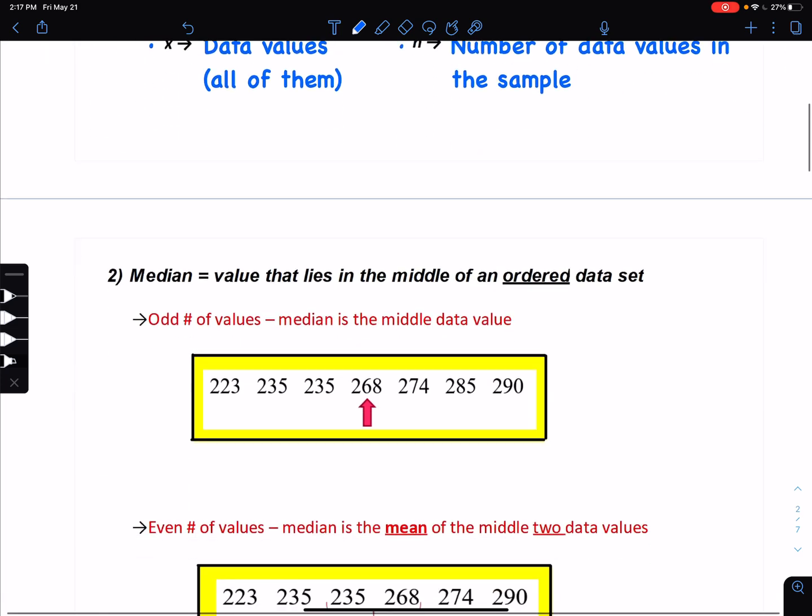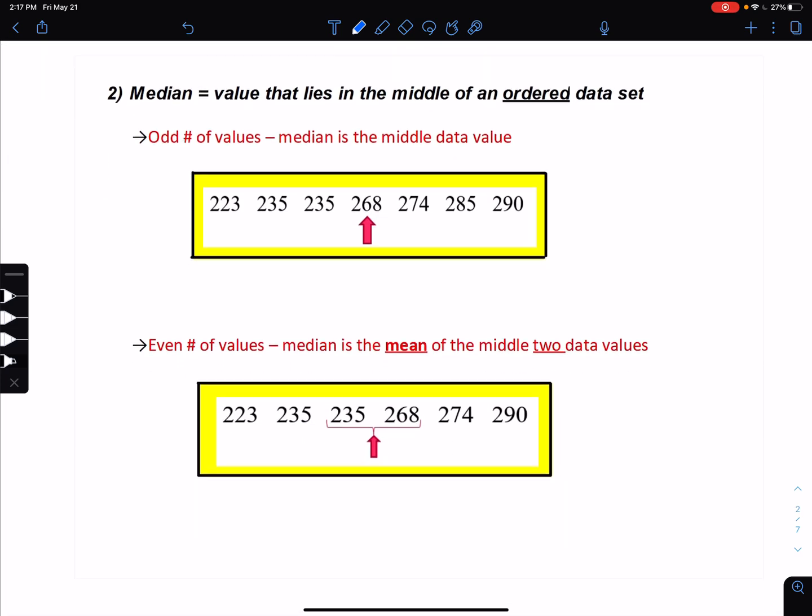The second measure of center that you're going to be using here is called the median. Now, a couple of important things to note about the median. Number one, if you're looking for a median, you have to be dealing with an ordered data set. So you have to make sure, like what you're seeing here, that you're looking at data values arranged in ascending order. If they're not, you need to do that first. The second thing to note is we have two cases. We're going to talk about what happens when we have an odd number of data values and what happens when we have an even number of data values.